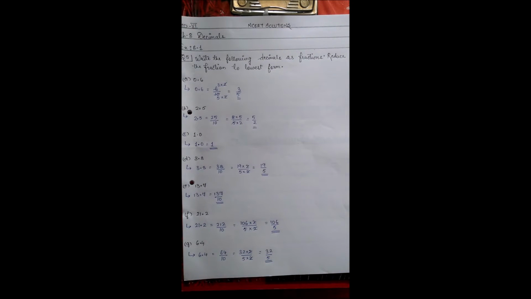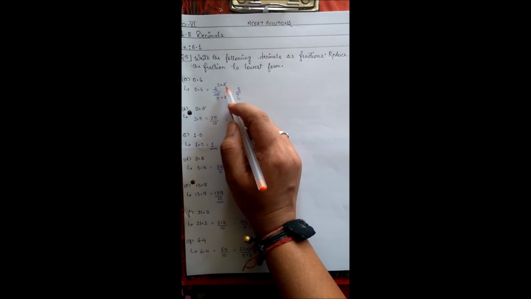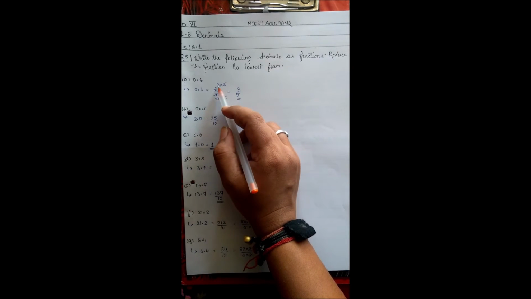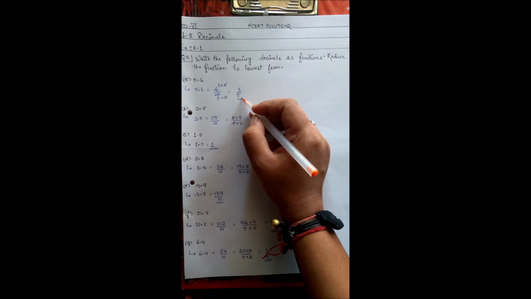Moving to the next question, question 5. Write the following decimals as fraction. Reduce the fraction to lowest form. So we have to write 0.6 as the fraction first, and then we have to reduce that fraction to the lowest form. So 0.6 can be written as 6 upon 10, and we can reduce it. 6 is 3 into 2 and 10 is 5 into 2. 2 will cut, so the reduced form is 3 upon 5.